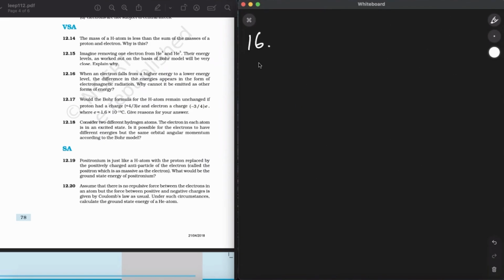Moving on to question number 16. When an electron falls from a higher energy level to a lower energy level, the difference in the energies appears in the form of electromagnetic radiation. Why can it not be emitted in any other form of energy? It is also a good question. The question is saying that when an electron falls from a higher energy to a lower energy, the difference in energy, say En minus Em, where m is the other energy state, will always appear as electromagnetic radiation. But why can it not be emitted as any other form of energy? This is what the question is asking.